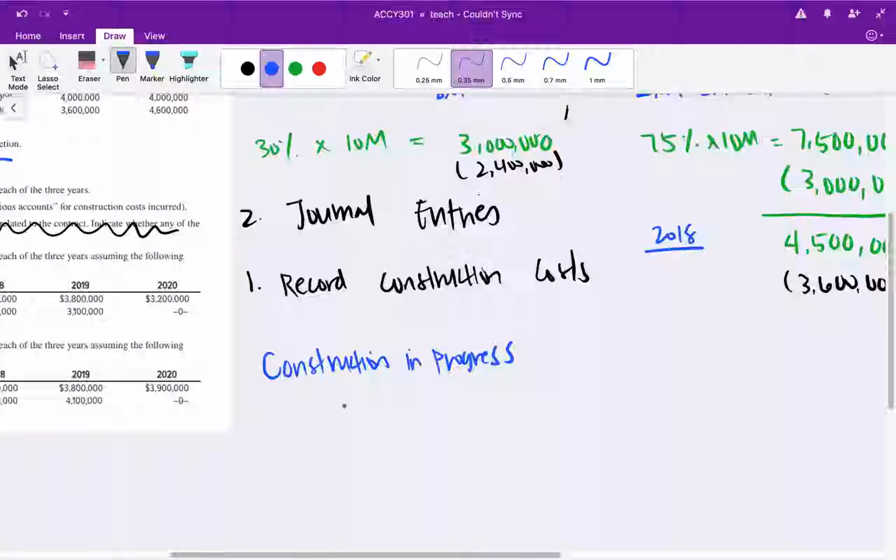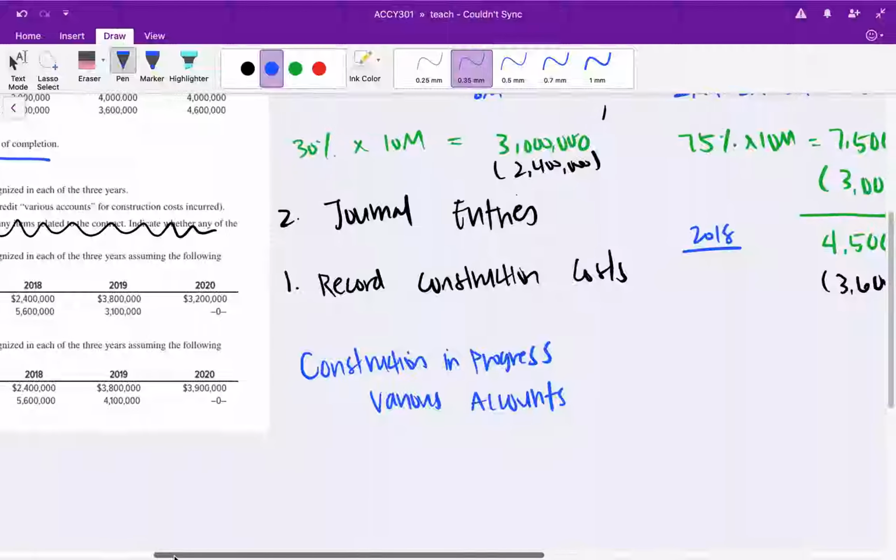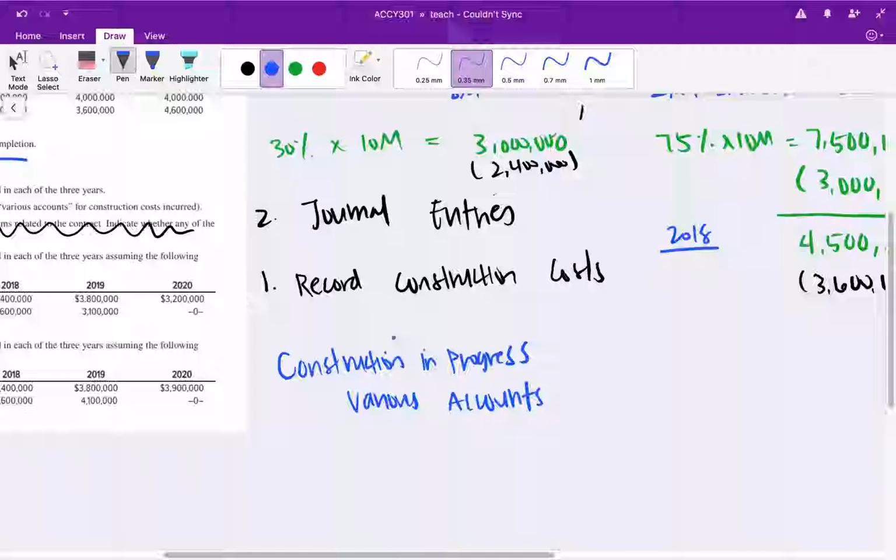And your credit would be various accounts. And if you ask why we don't record cost of construction instead of construction in progress, it's because cost of construction is basically very similar to cost of goods sold, and so you'd have to match that with a revenue that you earn, and at this point we don't have a revenue that we earn for this journal entry. This is just showing the cost that we incurred and then putting them into the construction in progress account.